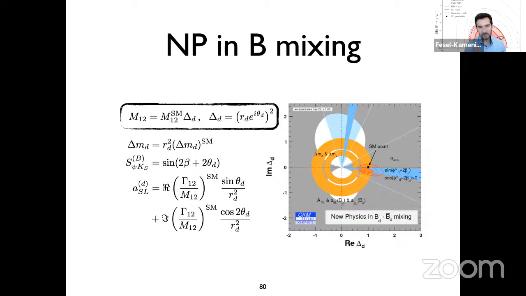And as we see, for example, the mass difference is only sensitive to the change in the modulus of the dispersive amplitude, while, for example, the measurement of the time-dependent CP asymmetry in B to psi K short is sensitive only to the phase in this particular parameterization.